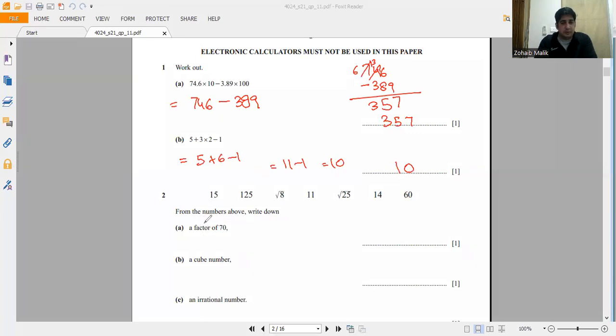So from the numbers above, write down a factor of 70. From all these numbers, what would be the factor of 70? This is only 14, because 14 fives are 70. A cube number, and here I can see this is a cube number because 125 is equal to 5 cube. So this is 125. And irrational number, irrational numbers are under the square root.